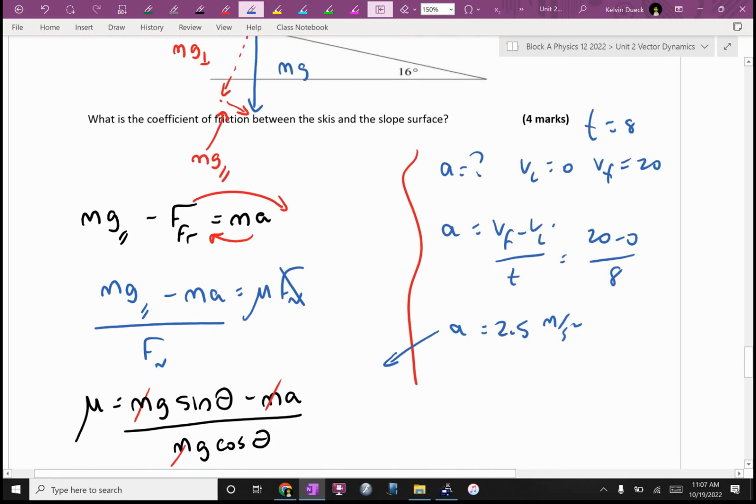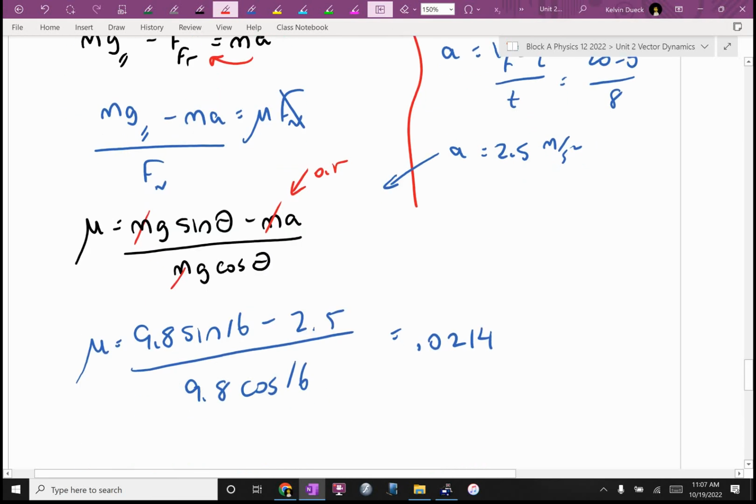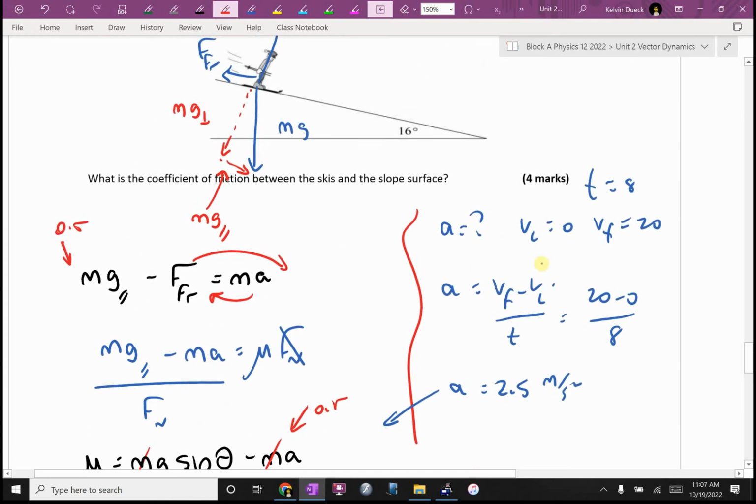If you got that, 4 out of 4. Otherwise, I would give you half mark if I saw that, half mark if I saw that, half mark for the numbers, half mark for the answer, 1 mark for that, half mark for the numbers, half mark for that.